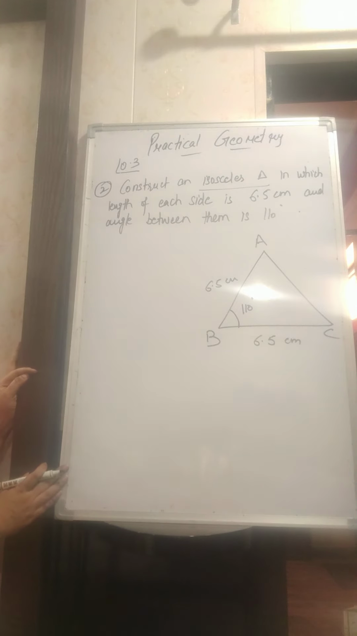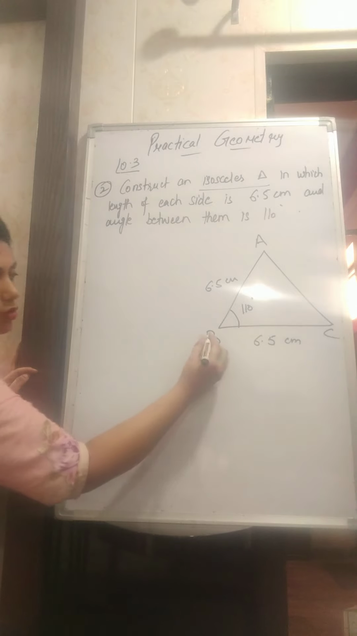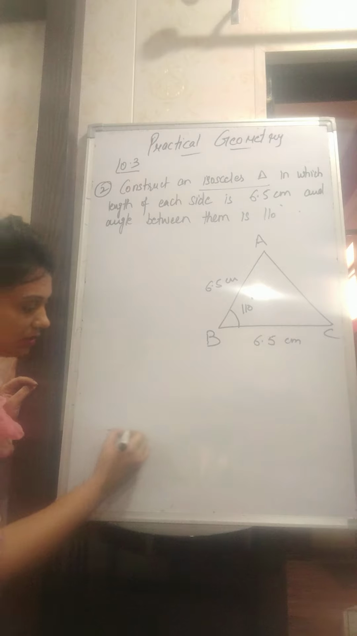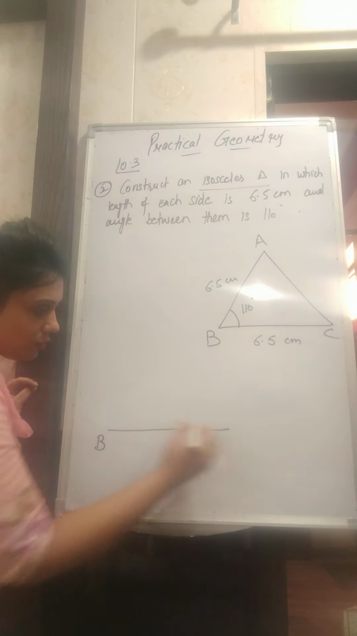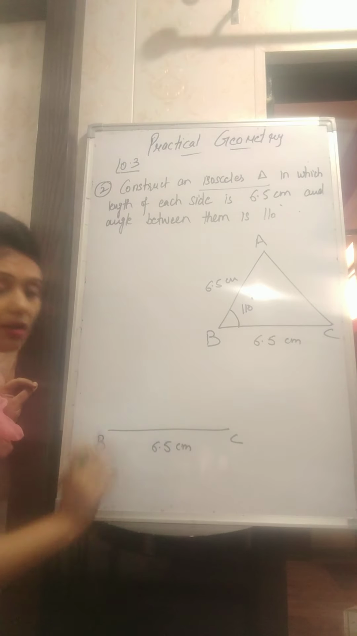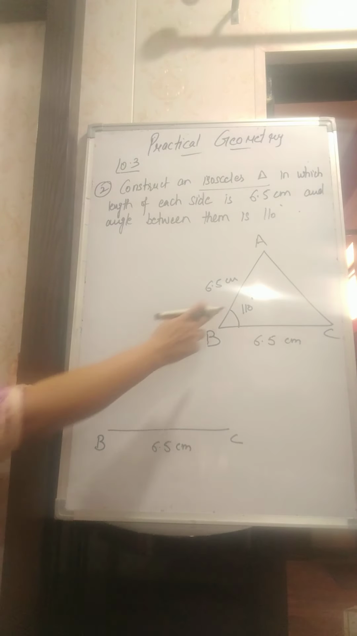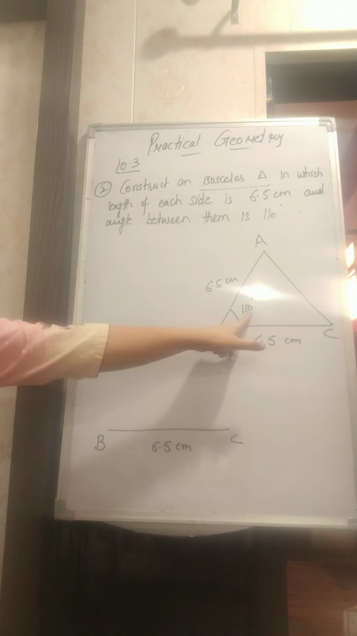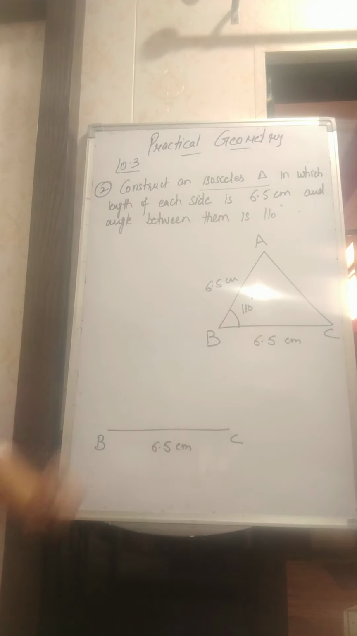First of all, what you will be doing, you have to draw a line segment BC of 6.5 centimeter. So you will draw a 6.5 centimeter line segment with the scale, right? Now next step is to make 110 degree at point B.